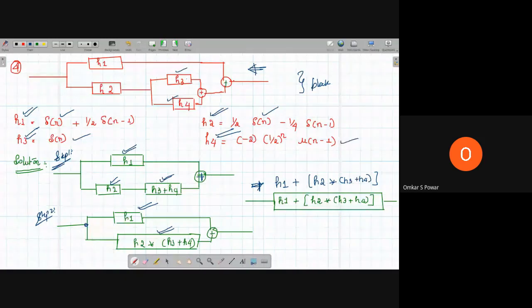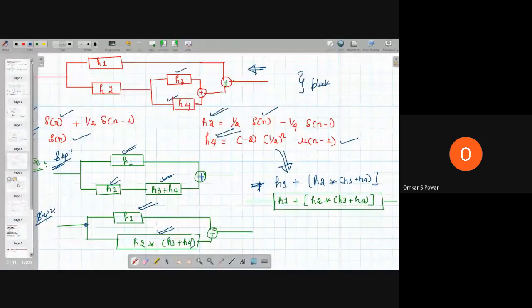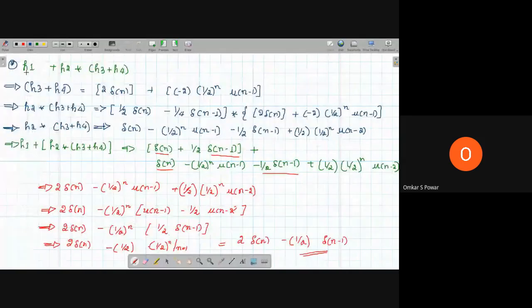So we have to substitute this thing in this expression and we have to solve it. So let us substitute that one. Okay. So first let us write the expression. So what we have got? (H1 + H2) convolved with (H3 + H4).